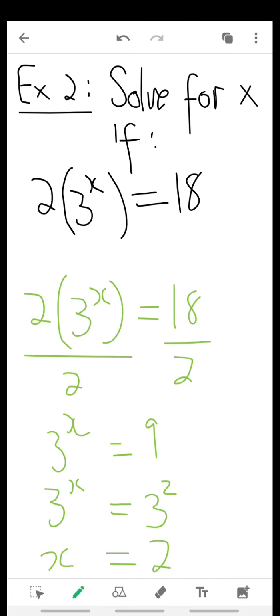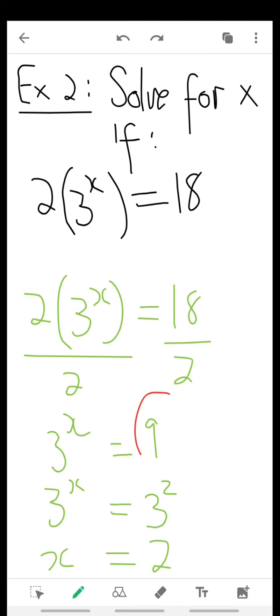Solve for x if 2 times, remember brackets means multiplication, 2 times 3 to the power of x equals 18. So the first thing that I'm going to do, the 2 doesn't have an x. So since they are multiplying, what's the opposite of multiplication? It is division. So I'm going to divide both sides by 2. Dividing both sides by 2, I'm left with 3 to the power of x, all equal to 18 divided by 2, which is 9. Now I'm here: 3 to the power of x equals 9.